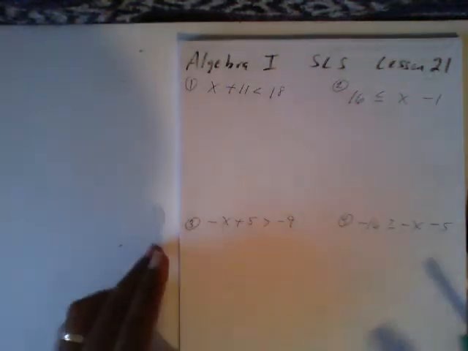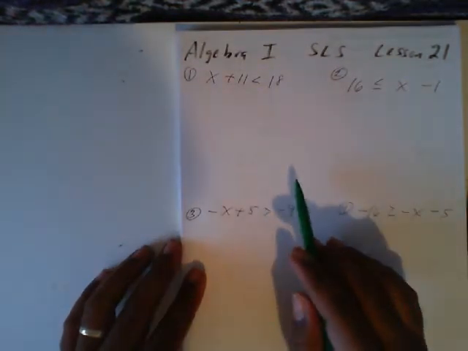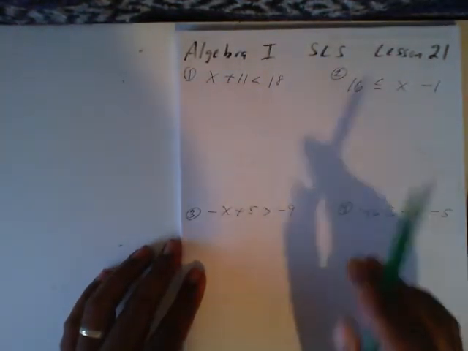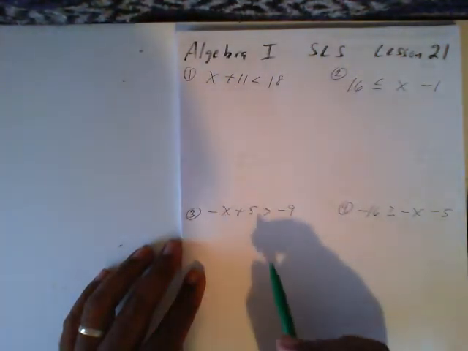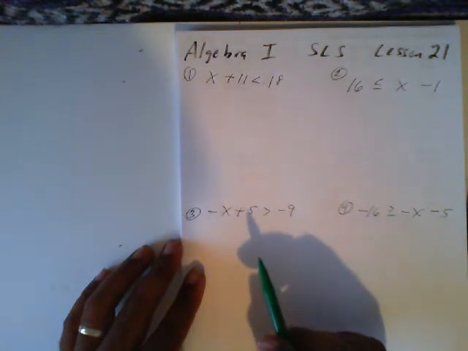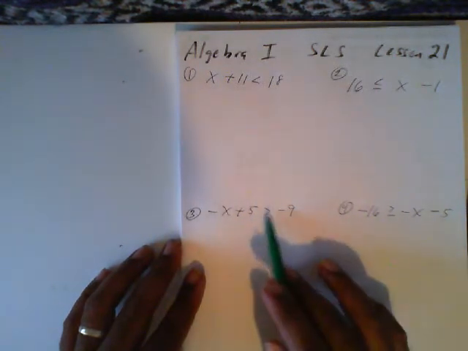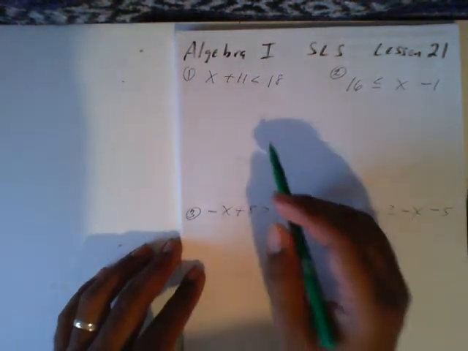Algebra 1, Sensei Learning System, Lesson 21. We'll be solving inequalities. And there's basically two rules. We must solve x to the left side, so x must be on the left. And the second rule, if we divide by negatives or multiply by negatives, the sign has to change. Okay, so let's start with those two rules in mind.